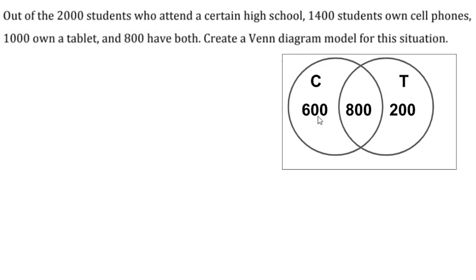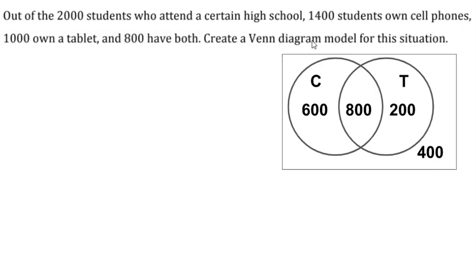And then since we have 600 plus 800 plus 200, so we have 1,600 students represented here, that means there has to be 400 students left, so that way we can have a total of 2,000 students who attend the high school. So 400 students do not have a cell phone and they do not have a tablet.